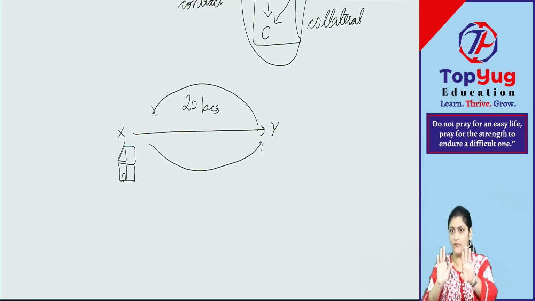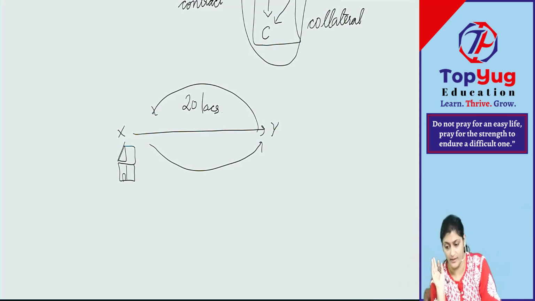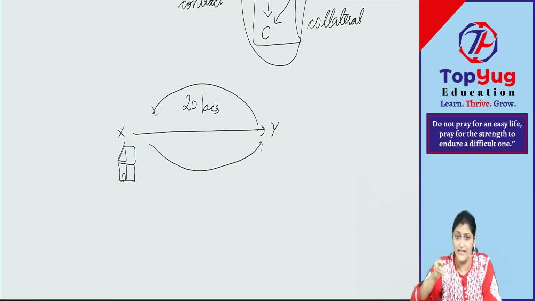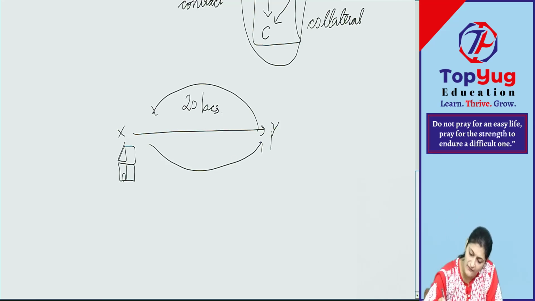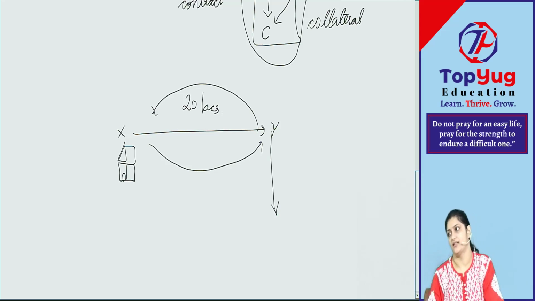Okay, now X is saying that Y is a person who needs the house. It is very important that Y wants the house. X is also ready to sell the house. Both the parties are agreeing they want to enter into contract, but X is saying that I want that 20 lakh rupees together. No installments. At once I want that 20 lakh rupees. You give me immediately 20 lakh rupees, I will give you the house. But Y is having no money.